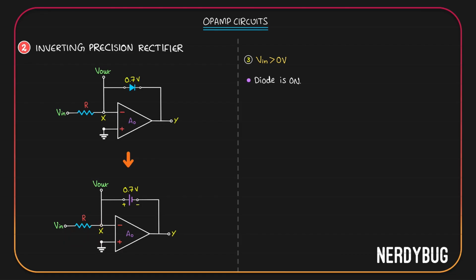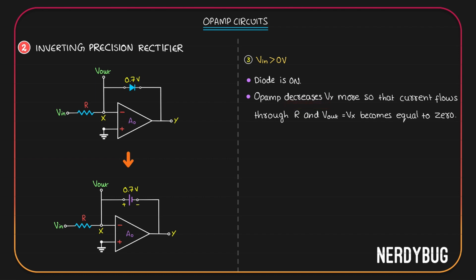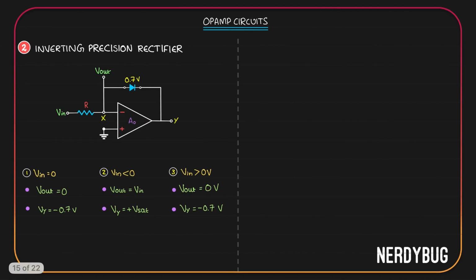Let's write this down. Op-amp decreases Vy so that current flows through R, and V out, which is equal to Vx, becomes equal to 0. Virtual ground condition is satisfied. So we got V out, which is Vx, is equal to 0. And Vy is negative 0.7 volt. So this is all we have. When input is 0, output is 0, Vy is negative 0.7 volt. When input is negative, output is input, Vy is plus saturation voltage. When V in is positive, V out is 0, Vy is negative 0.7 volt.